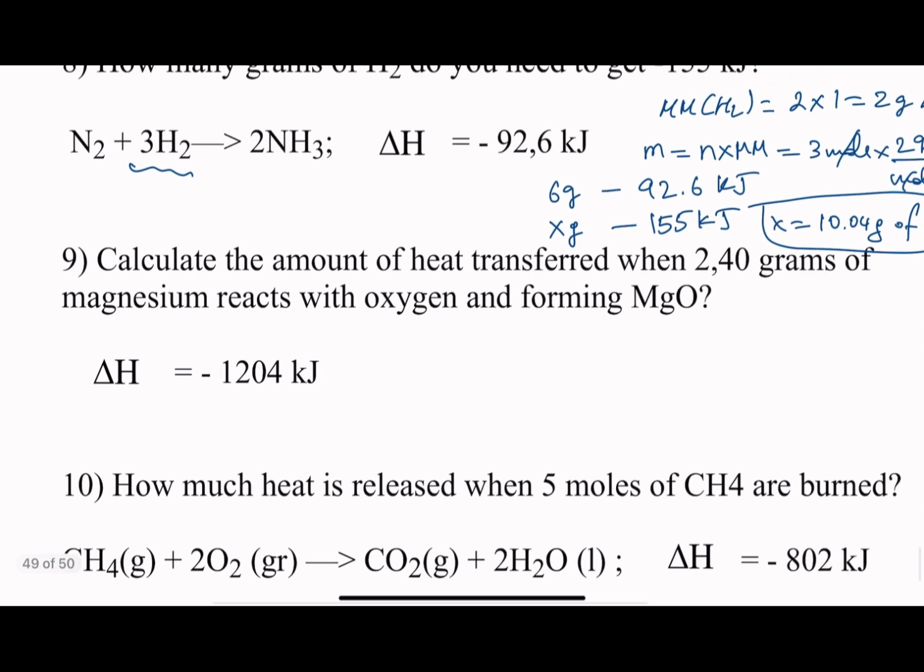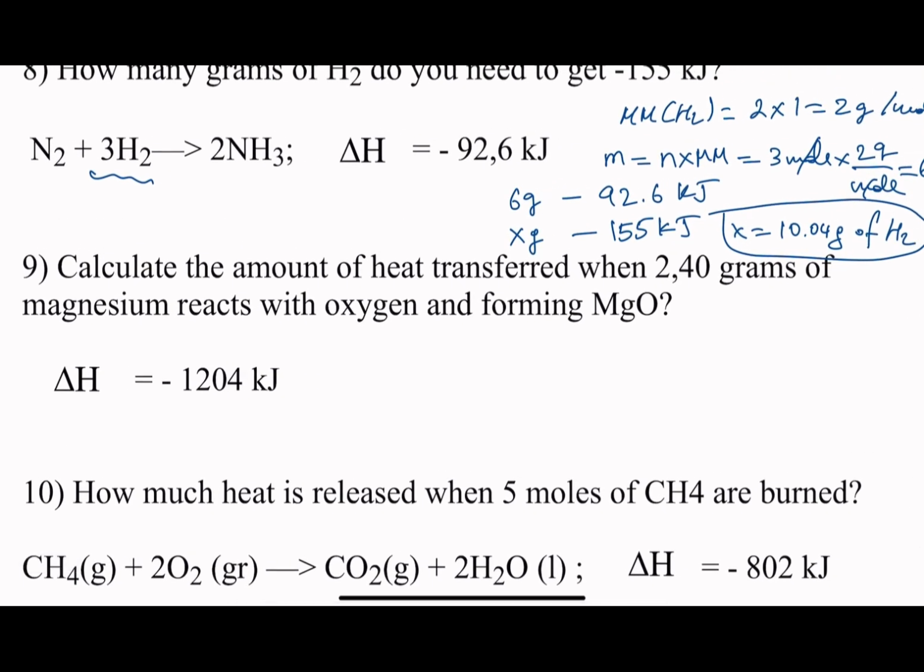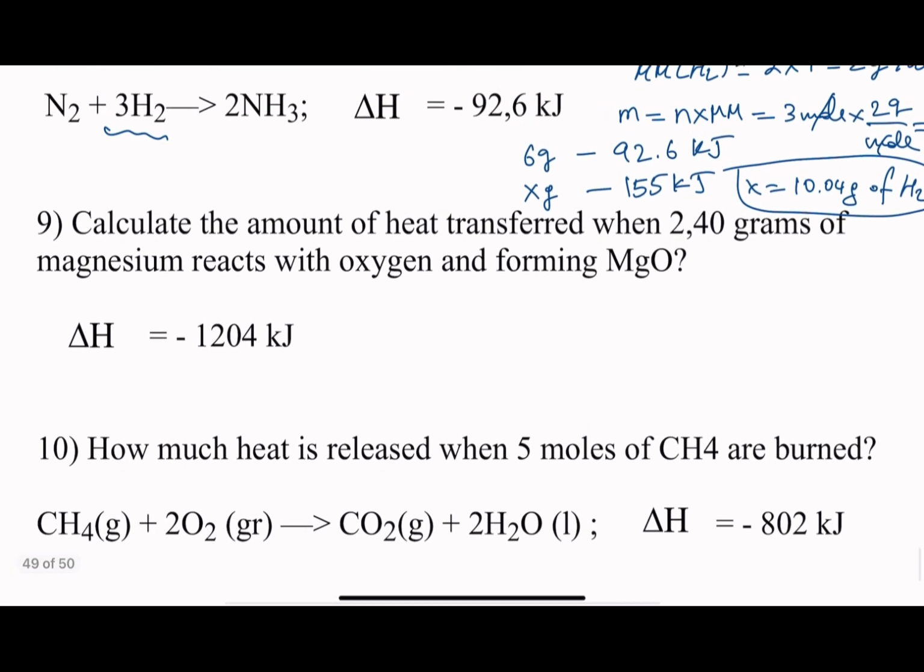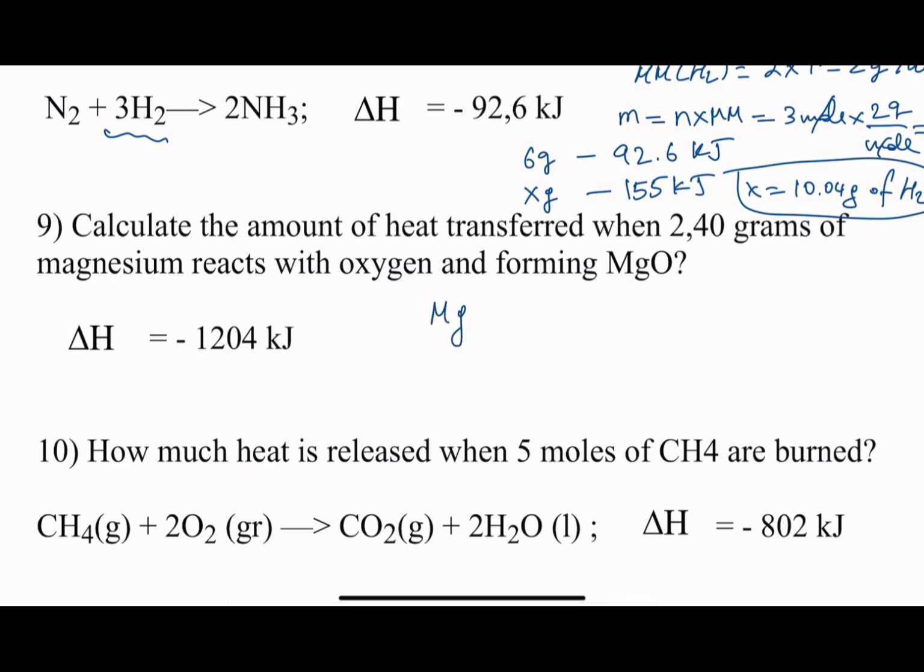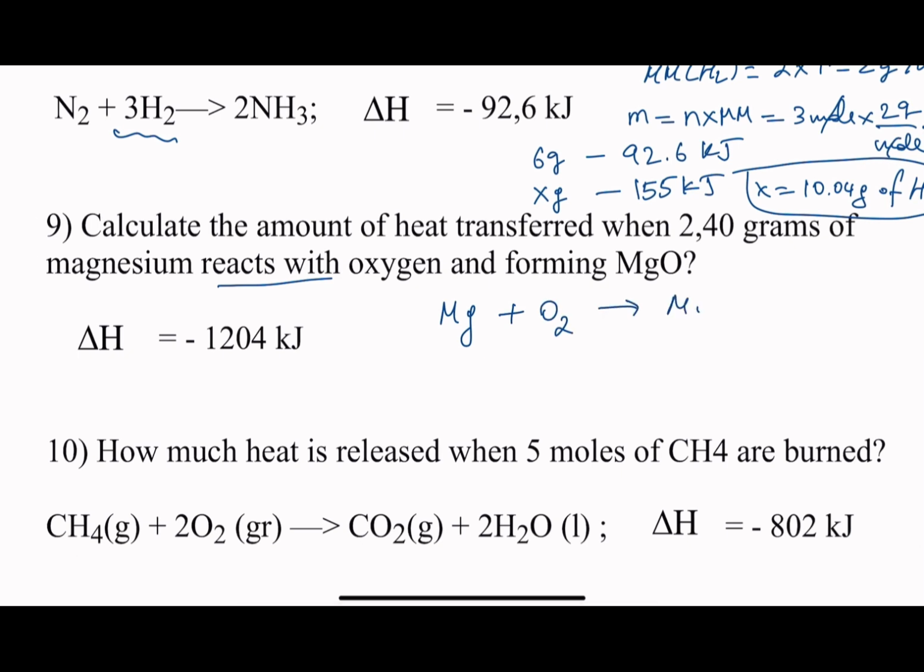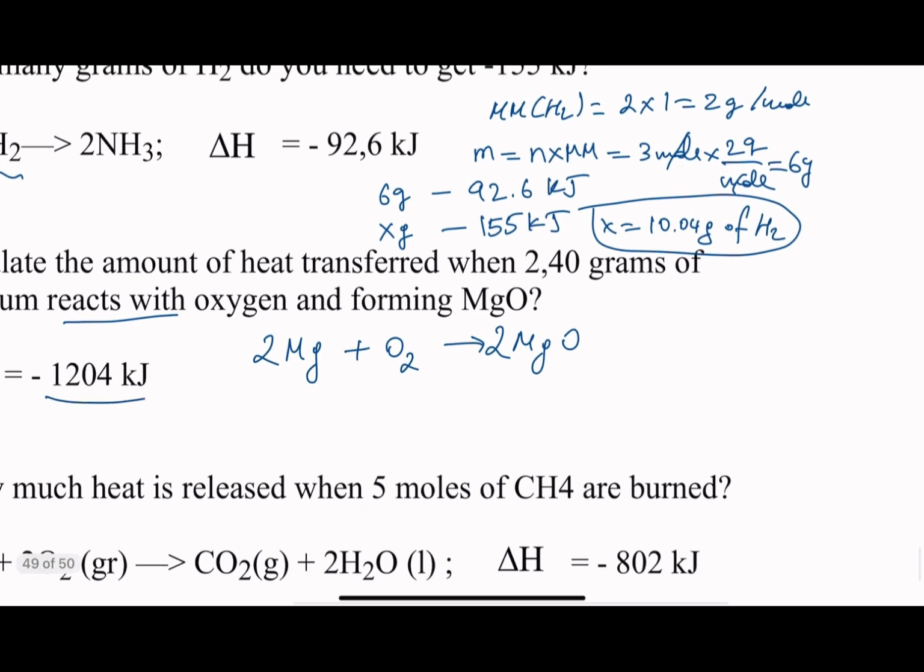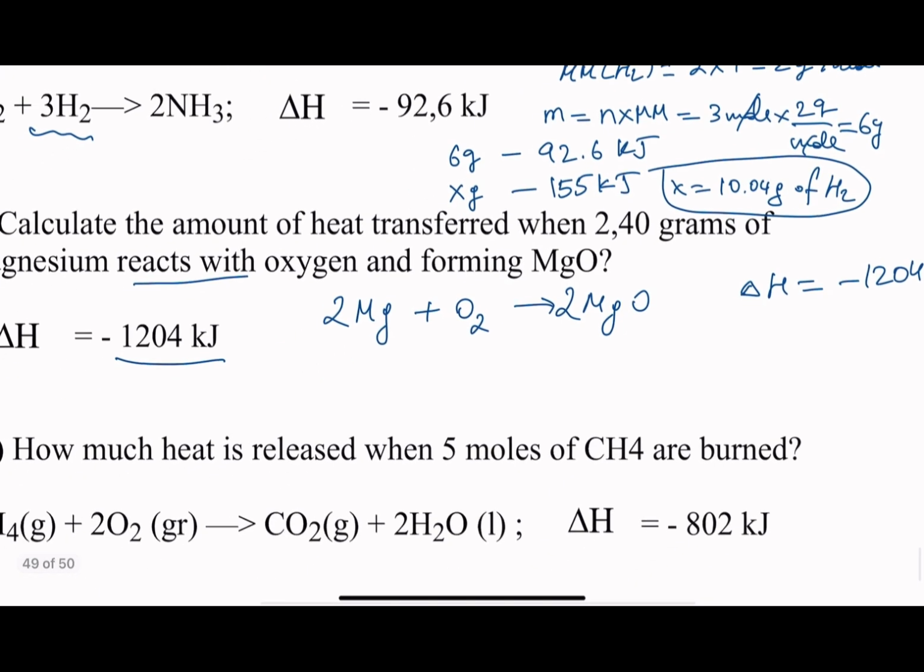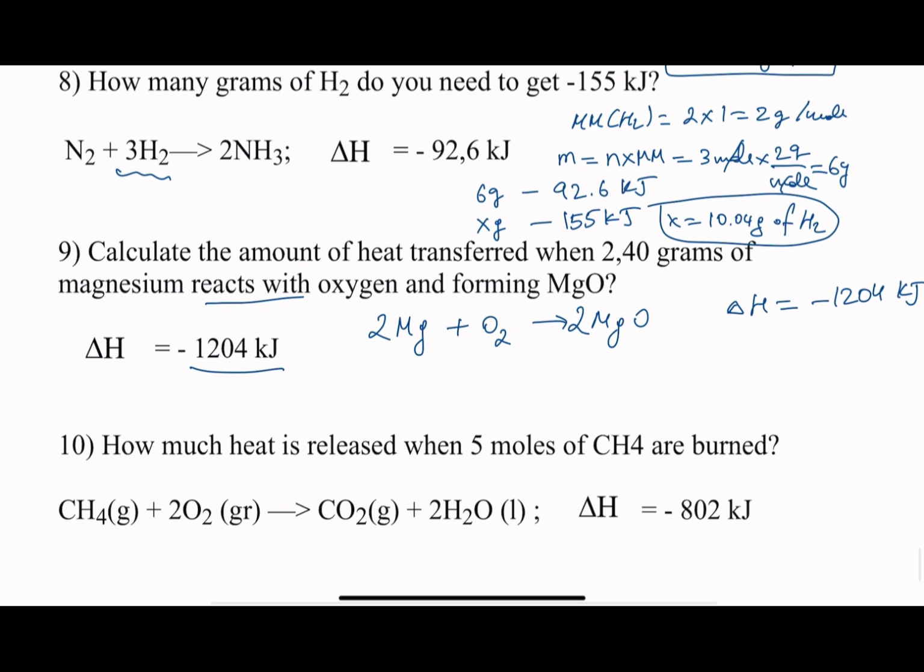And then calculate the amount of heat transferred when 2.4 grams of magnesium reacts with oxygen, forming magnesium oxide. Now, in this case, you actually need to write down, you gotta be prepared for this kind of question. So it's telling us that magnesium reacts with oxygen, okay? And then it gives us magnesium oxide. Then you need to balance this, and delta H is given to you. Now it is asking for 2.4 grams of magnesium reacts. This is the same question that we did above, but in this case we're starting everything from scratch.